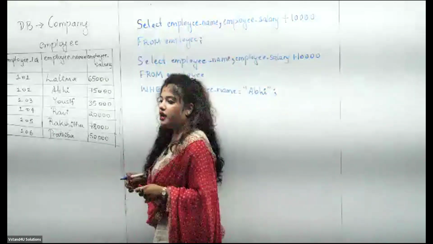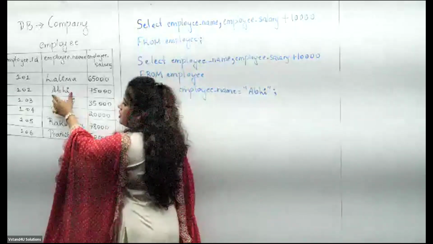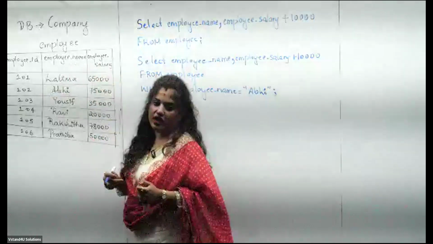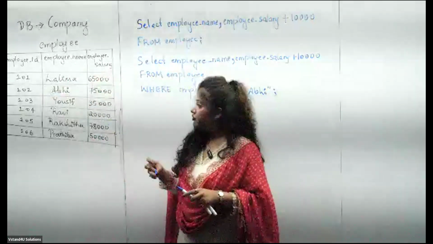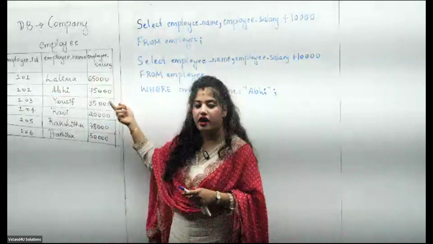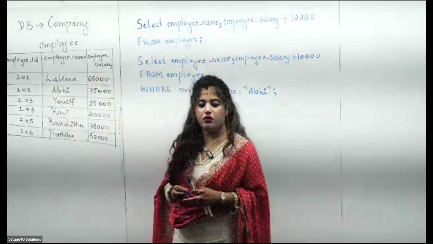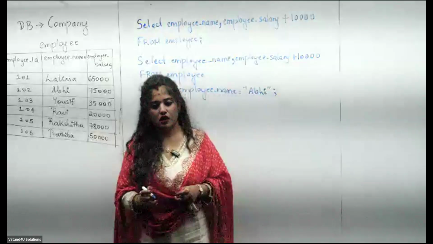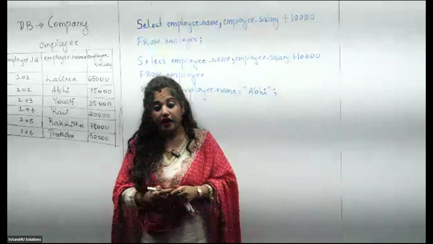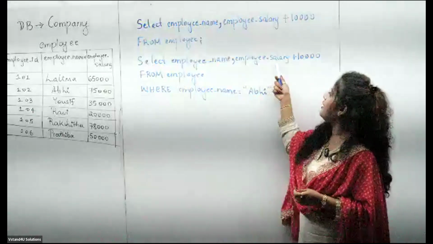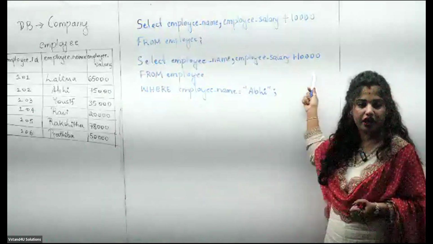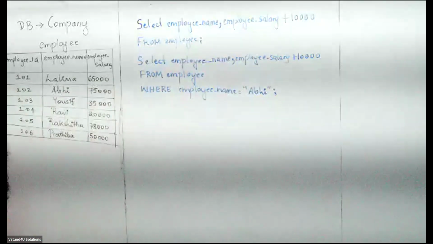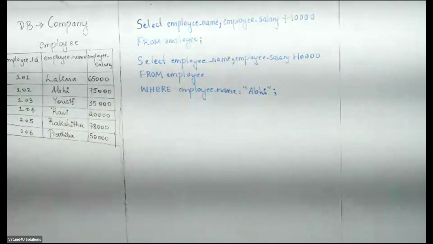So what output will I get? Wherever Abhi is there, I will get both employee name and employee salary. Now you tell me, will I get it with the incremented value or without? With the incremented value. Now what will the column name be? It will be employee salary plus 10,000. Take down the next query. Yeah, please copy this down.